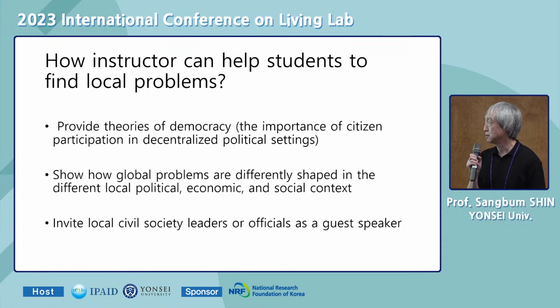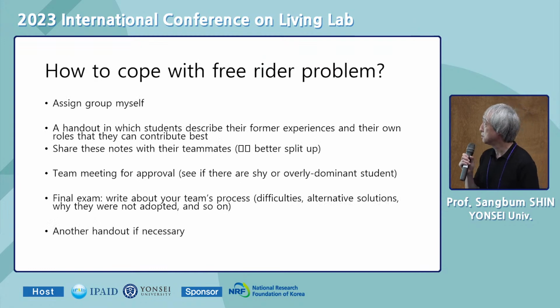I provide theories of democracy and the importance of citizen participation in decentralized political settings, and show how global problems are differently shaped in different political, economic, and social contexts. And I also invite local civil society leaders, advocacy leaders, NGO persons, or city government officials as guest speakers, and they provide some information to the students. Most of my students are not from Wonju. They are from other areas, so they have no idea about this. So, how to cope with the free rider problem?